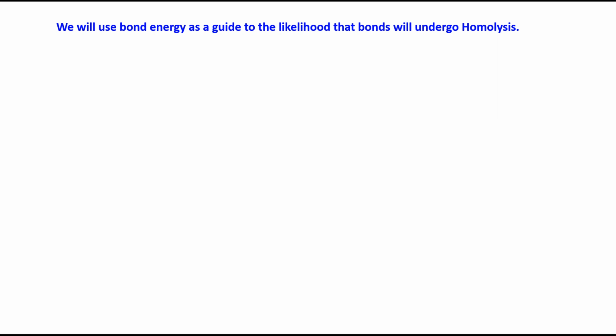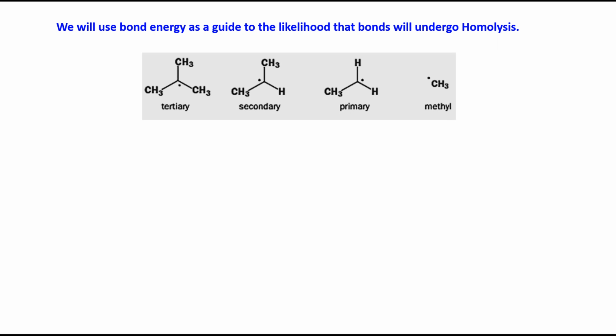So here you can see four different types of free radicals: tertiary, secondary, primary and methyl. Now how to understand what will be the stability order? To understand the stability order, we will use the data of bond energy of these four radicals, that is basically bond energy of the alkane precursor from which these radicals are formed.